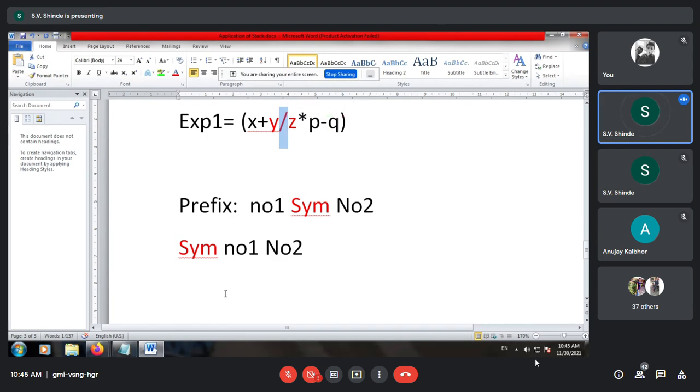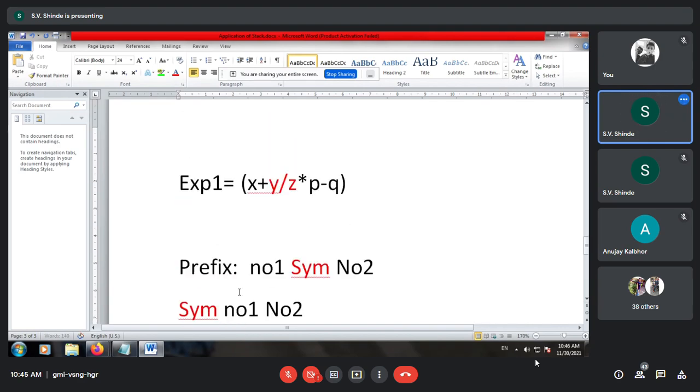Now looking at the priority of the symbol, plus has lower priority than division, therefore the division operation will be executed first. So we'll write something like this: / y z. Okay, so the symbol is clear. Then number 1 was y and number 2 was z. Now next we have to convert this into a variable. So let us say I convert it into a variable a.